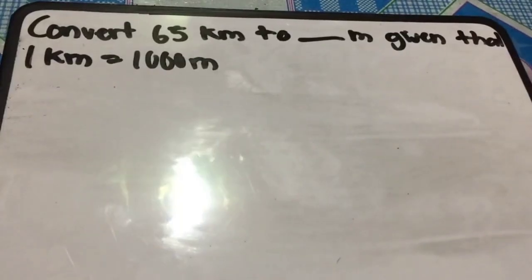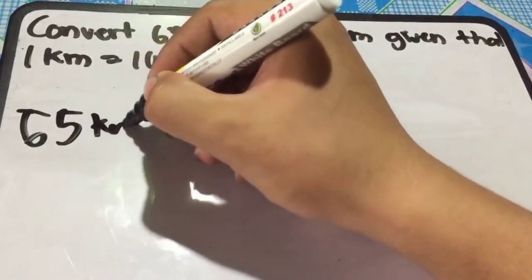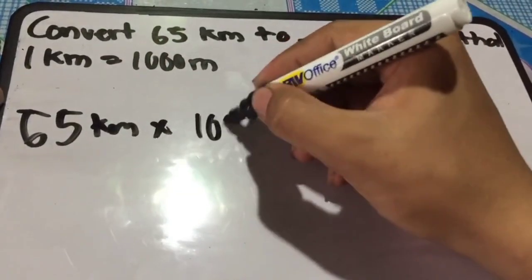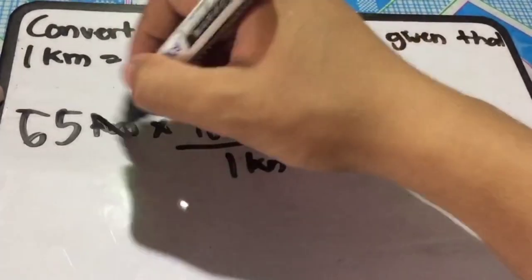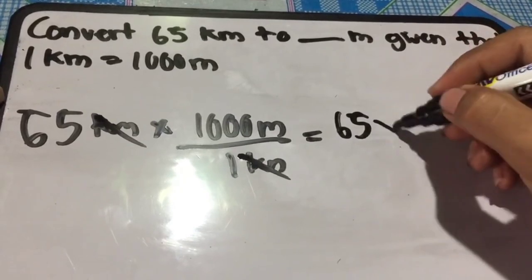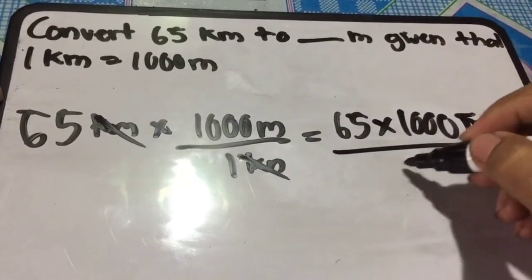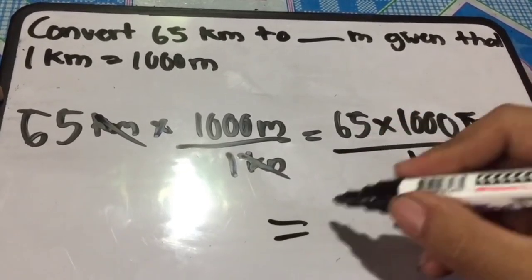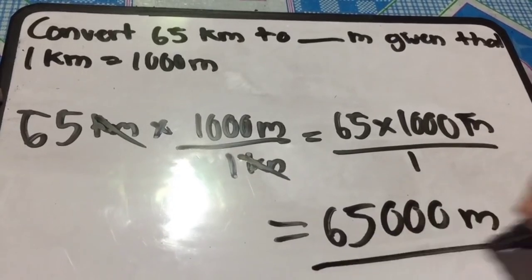Next is convert 65 kilometer to meter given that 1 kilometer is equal to 1,000 meter. The first thing we're gonna do is multiply 65 kilometer to 1,000 meter over 1 kilometer. Let us cancel the kilometer and then it's now 65 times 1,000 meter over 1, and the final answer is 65,000 meter.